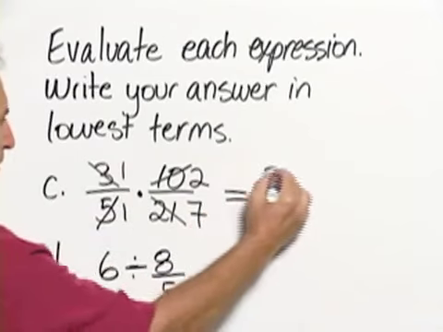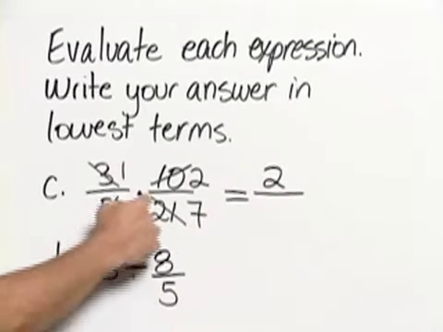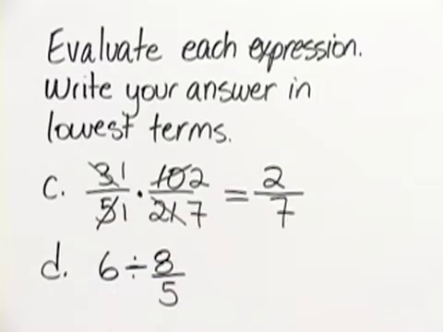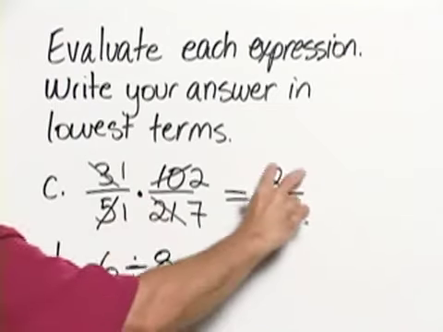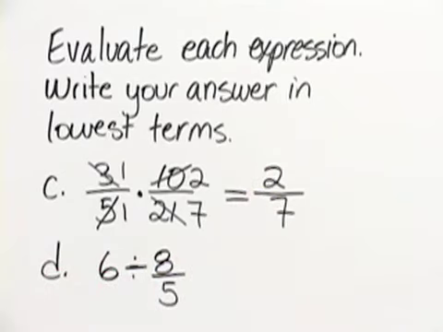1 times 2 is 2. 1 times 7 is 7, and our answer then, in lowest terms, is 2/7. Had you not canceled first and multiplied, you could then reduce that answer and eventually end up with it equaling 2/7. Now for part D, it's a division problem.